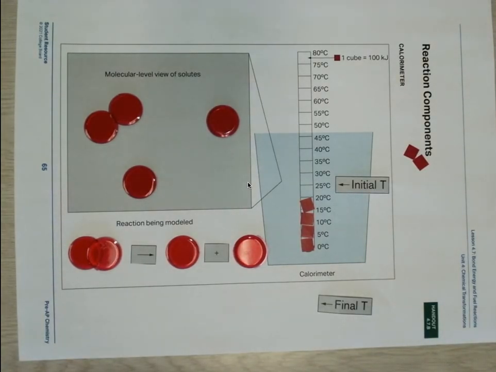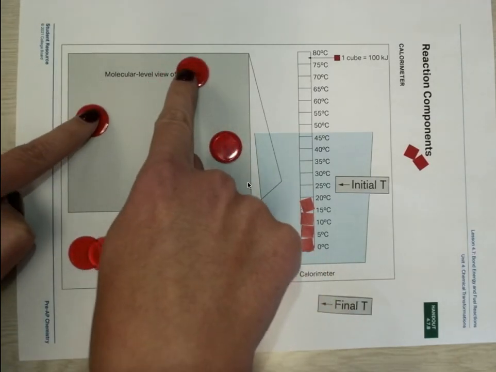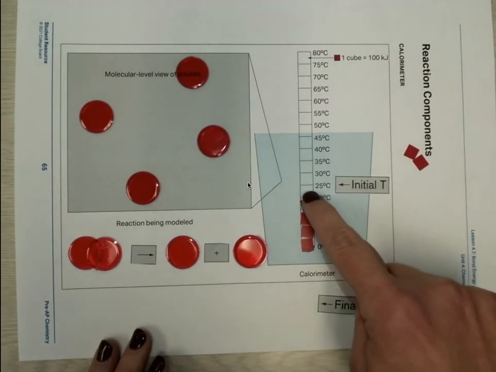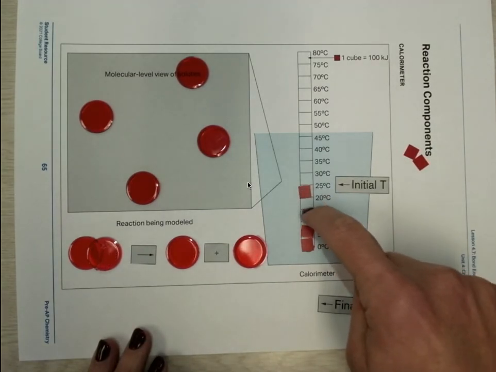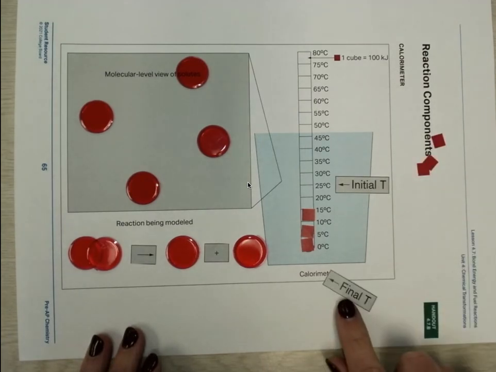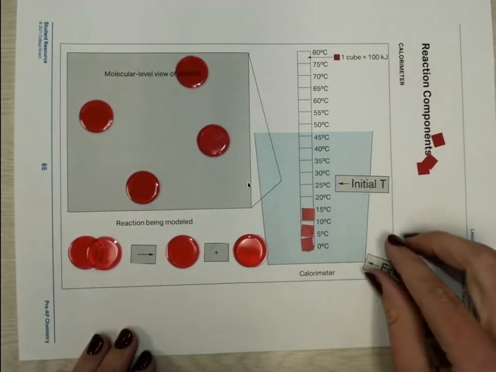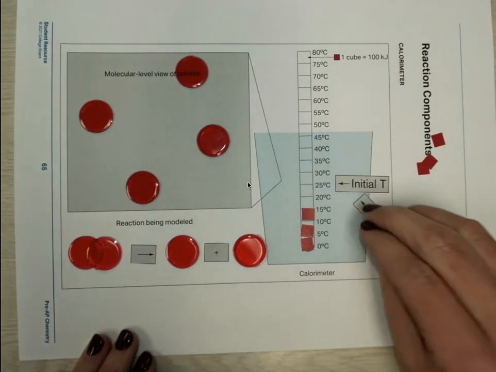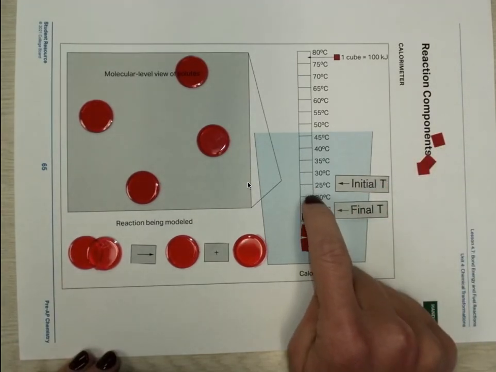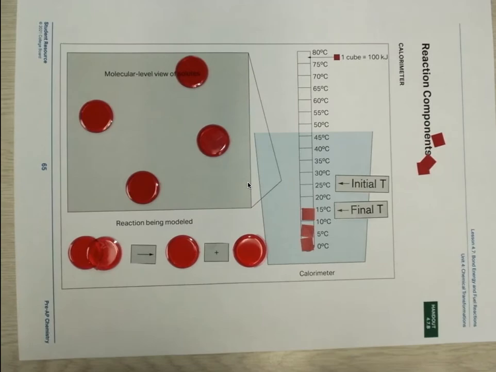But I'm not done, right? So I'm going to break the other one. Ready? Okay, so now they're broken, right? That's going to cause that to go away. I don't have any more to break, right? So then my final temperature is going to be 15, right? It took 100 kilojoules as I broke each of those bonds.